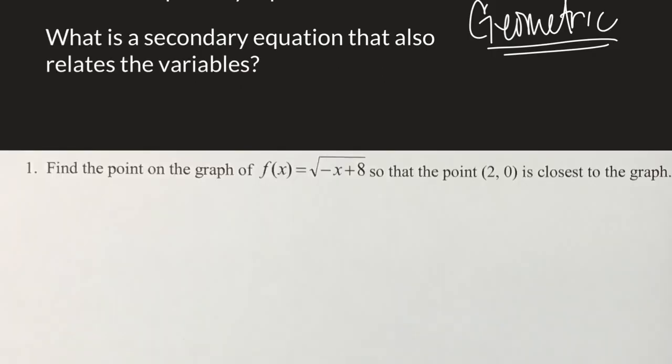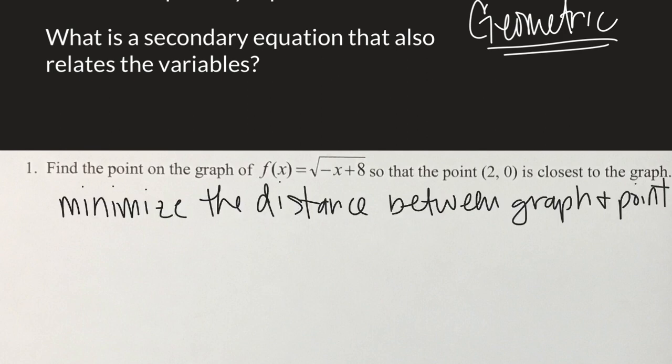So here's our first example. We're going to find some point on the graph of this equation. This is a square root equation, so hopefully you have some knowledge of what that looks like without graphing it. Well, you might have to graph it, and that's okay. I'll show you in a minute what it looks like. We want the point that is closest to this given point, so we want to figure out the distance that is the smallest. That's our goal.